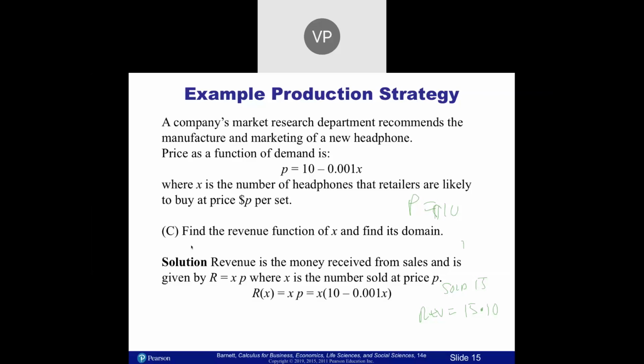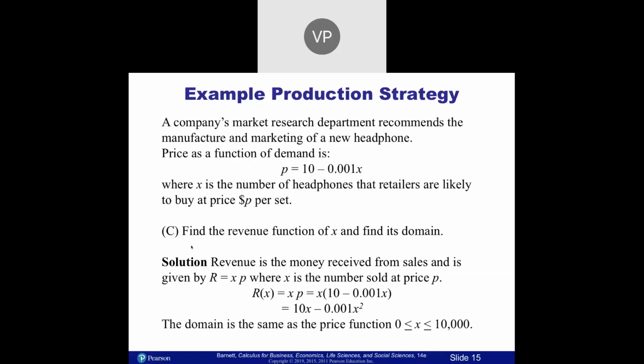Okay, so there is our revenue function. It's X times P, so you take X and multiply it by the P that was given right up there, 10 minus 0.001x. Now we clean up that equation a little bit, and our revenue function is 10x minus 0.001x squared. Basically, you tell me how many items we sell, I plug it into this equation, and I get our total revenue.